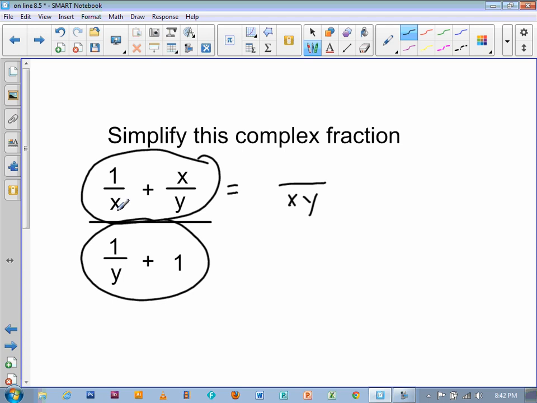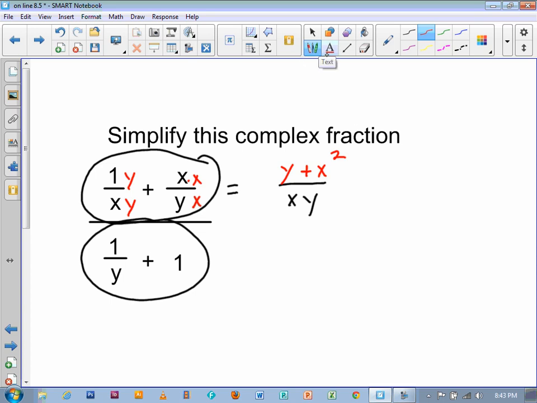Then we compare the first fraction to the LCD. I've got an x and I need an xy. So I'm going to multiply by y, both the numerator and the denominator, so I get xy in the denominator. The second fraction is missing an x, so I multiply that by an x. If I simplify this, 1 times y is y, and then plus x squared is on the numerator. So that's what these two fractions turn into if you add them together. Now you can't simplify that any further.